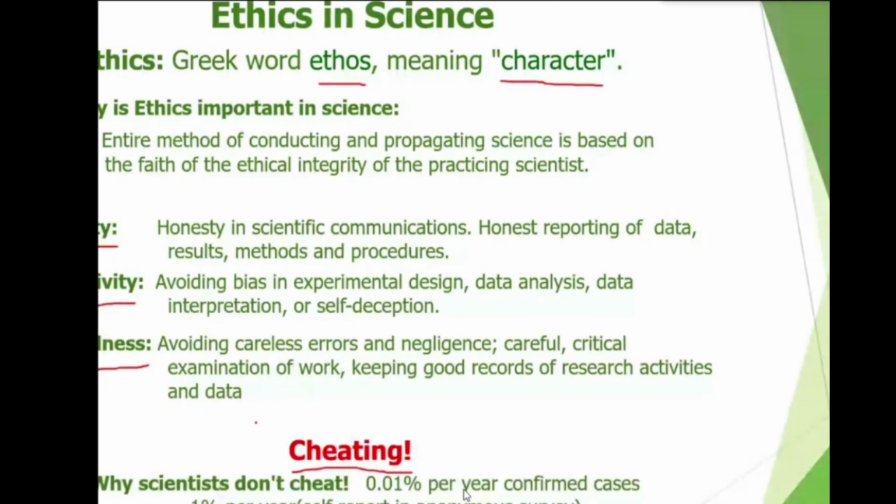And why don't scientists cheat? Usually, you see that 0.01 percent per year are confirmed cases, which means that it is a very small amount. Which also means that scientists are people with extremely high integrity and honesty, and that is an essential quality in scientists. And that comes from people who moderate each other. Scientists are often controlled by other scientists, so definitely cheating will not be allowed by the peer review process, and that's why you see that there is not very much cheating that happens.